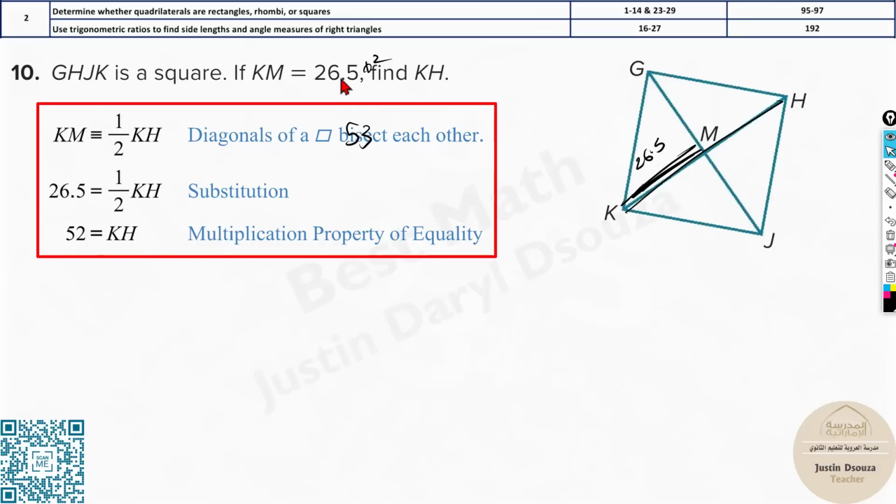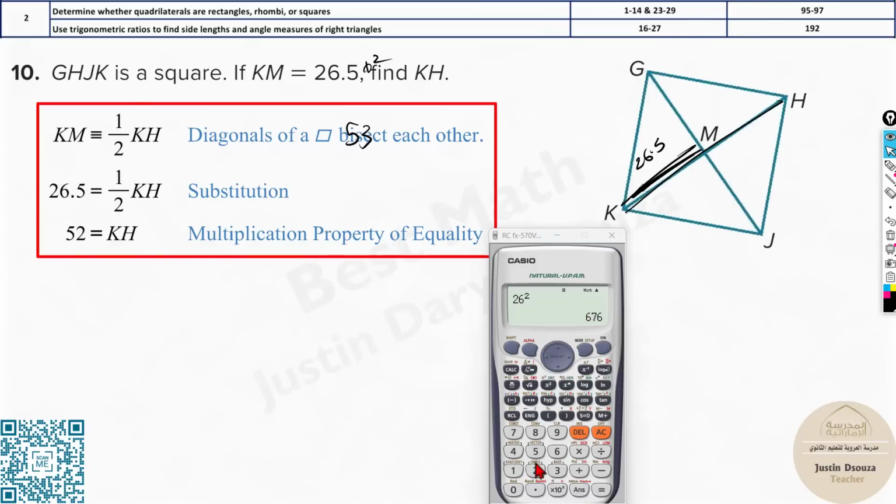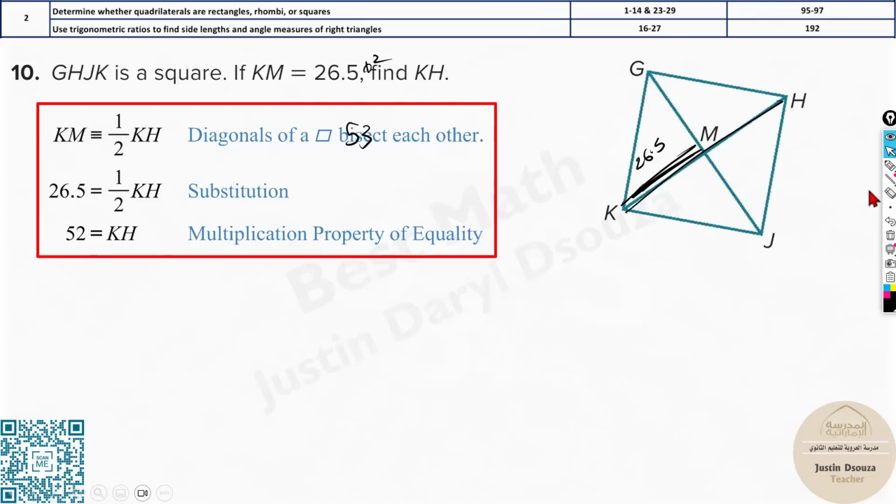Now, oh sorry, 26, 26.5. Yeah, I think so. It's 53 here. This is wrong. I'll just show you in the calculator as well. All you do is 26.5 multiplied by 2. The answer is 53. Here there is an error. I'm sorry for that. This is supposed to be 53 here.